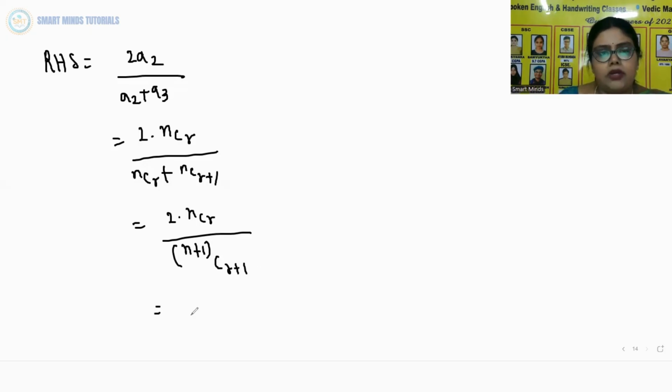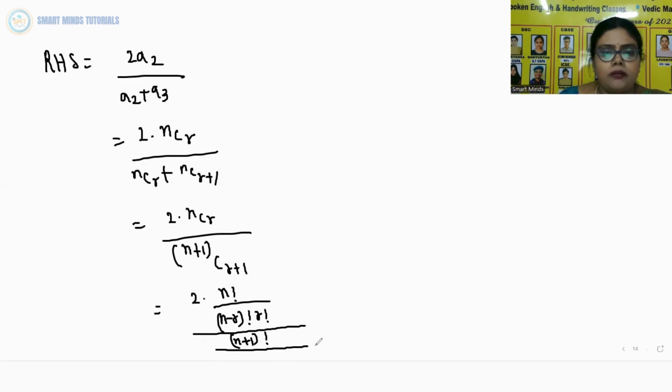So that is equal to 2 into nCr, which is n factorial by (n minus r) factorial into r factorial, by (n plus 1) factorial by (n plus 1 minus r minus 1) factorial into (r plus 1) factorial. Plus 1 minus 1 cancelled. So that is 2 n factorial.